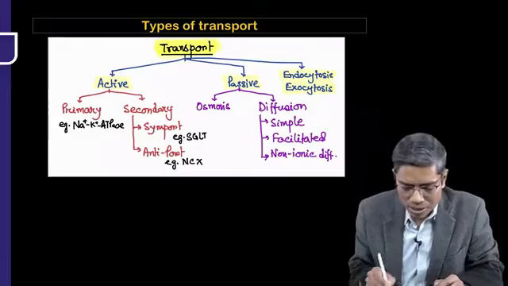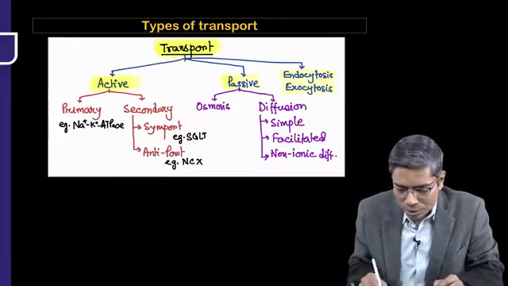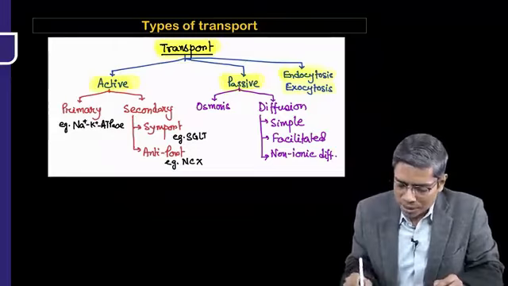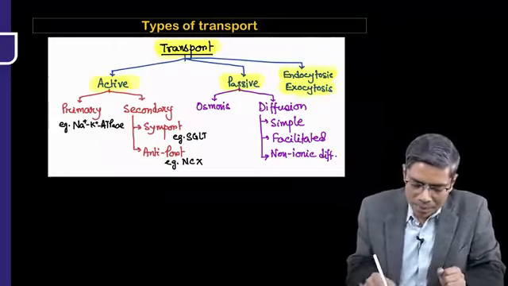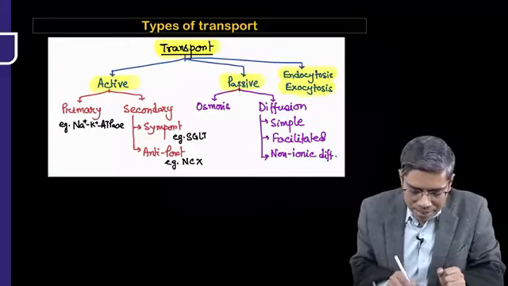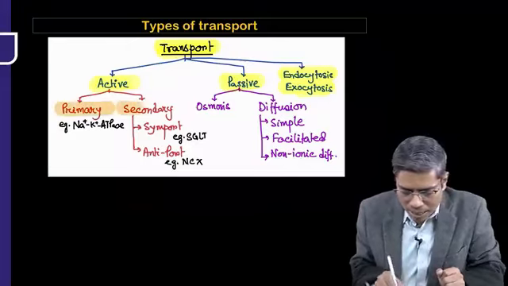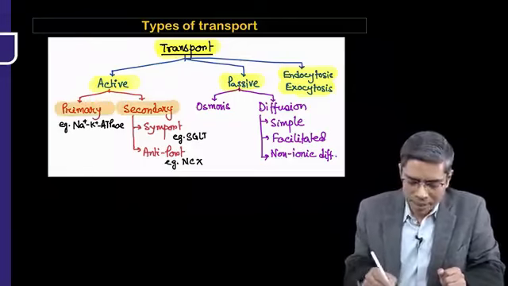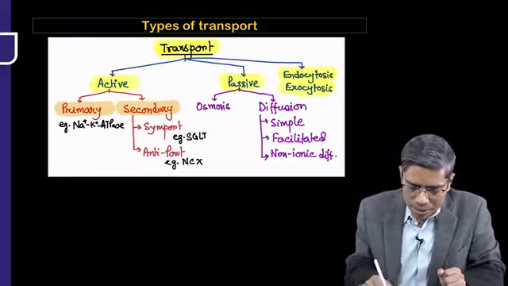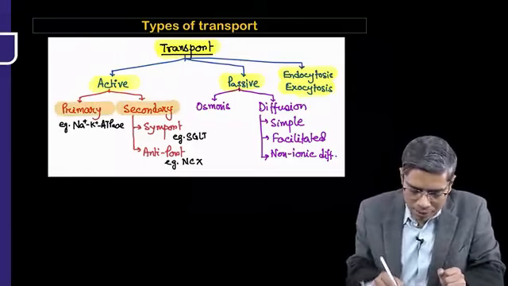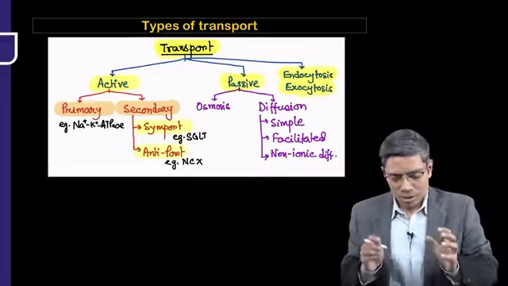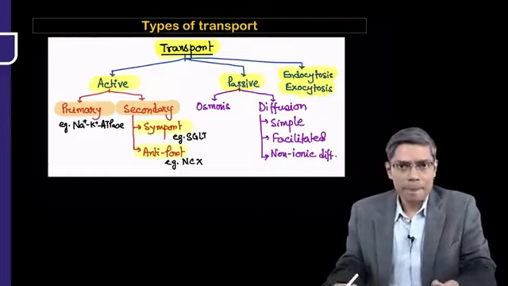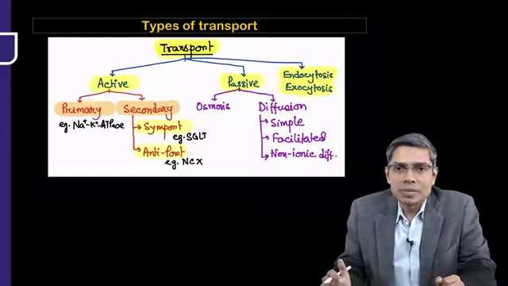So the transport process is divided into active transport and passive transport, and obviously endocytosis and exocytosis are also there. Now if you look at the active transport process, again it is divided into primary active transport and secondary active transport. And this secondary active transport is again divided into two parts here, that is symport and antiport.